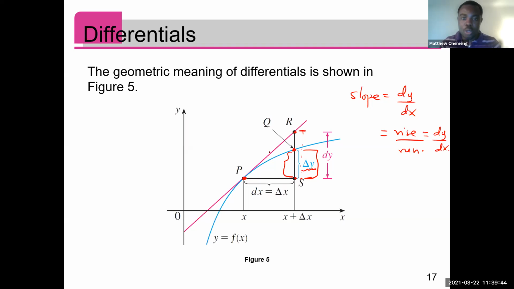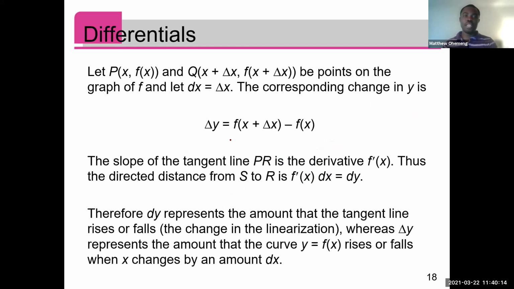Near the point of tangency, as you get closer, the delta y is from here to here, and the dy is from here to here. This distance is quite close as you get closer and closer to the point of tangency. So for differentials, we are going to use the differentials to approximate the actual change in the function. That's the idea here. Now, the actual change in the function, if the function changes from x to x plus delta x, is given by what?